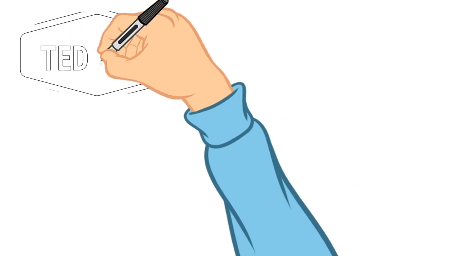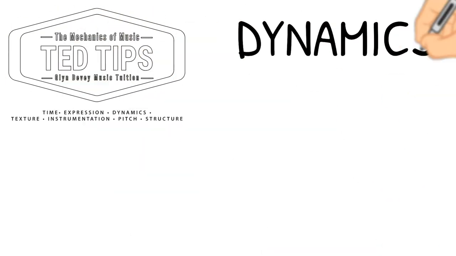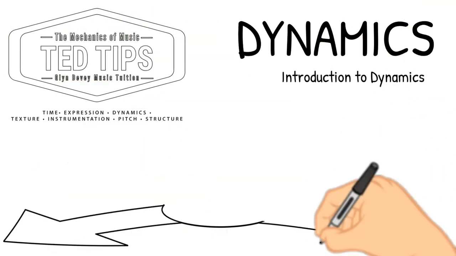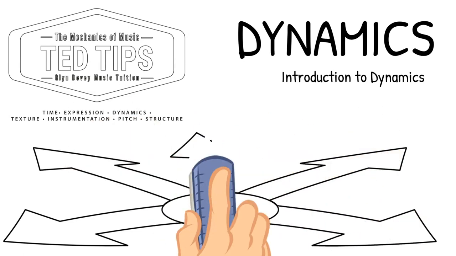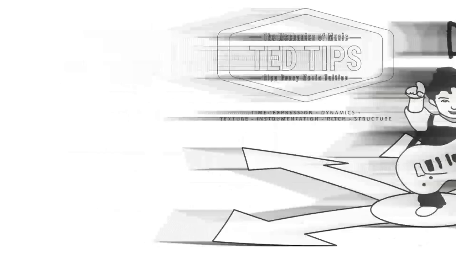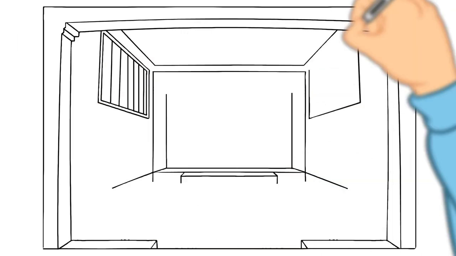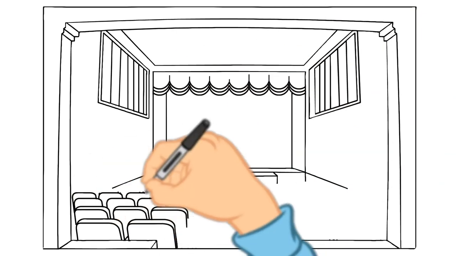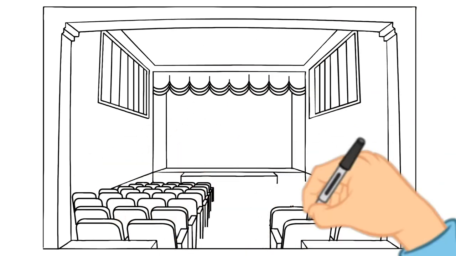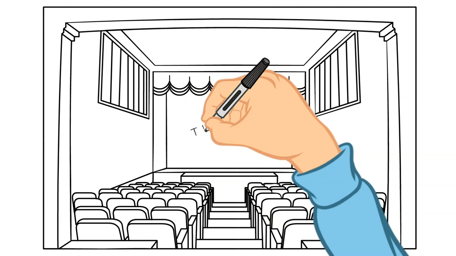This TED Tips video will cover musical dynamics. Dynamics is the term we use in music to describe the changes in volume. These dynamic changes are used by composers and musicians to aid in motion, expression, excitement, drama, and intensity to the music.